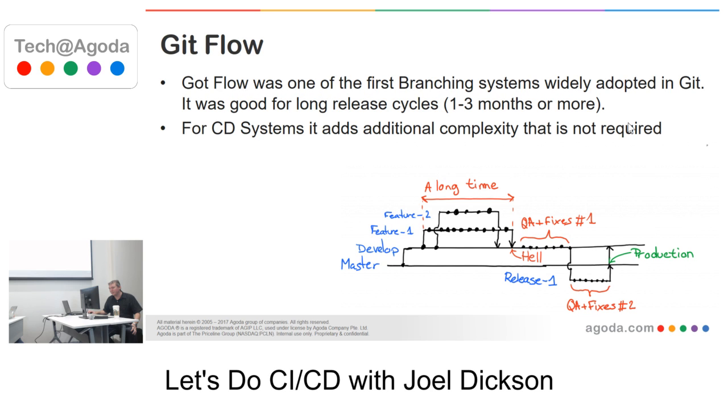So the other thing I want to talk about is Git flow and branching strategies. Gitflow was one of the first branching systems widely adopted in Git. It's good if you've got long release cycles, and it was great 10 years ago, but we don't live in the past, so there are some better systems out there. For CD systems, it adds additional complexity, in my opinion.